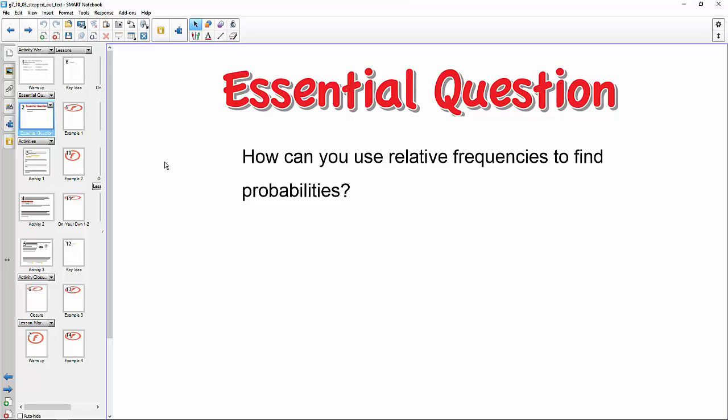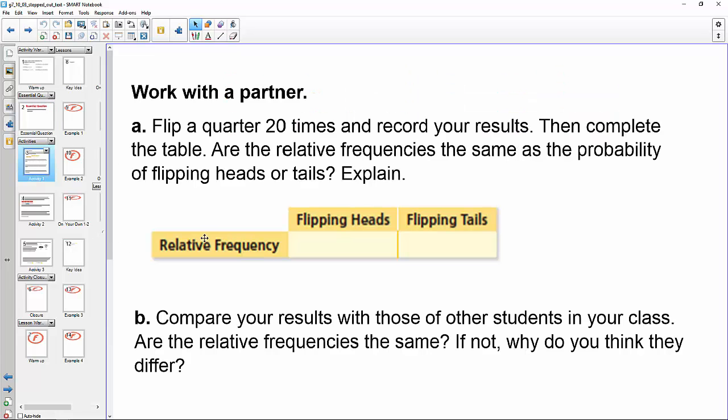So how can you use relative frequencies to find probabilities? The first thing we're going to do is take a quarter, flip it 20 times, and then ask are the relative frequencies the same for flipping heads or tails? Well, this is experimental probability. So you should have 10 and 10, but it might be different. It might be 3 and 17. I don't know, but the more you play, the closer I'll get to 50-50 because there's only 2 outcomes.